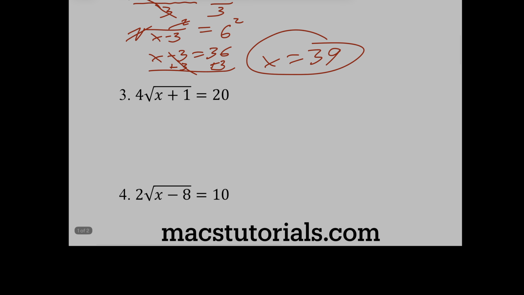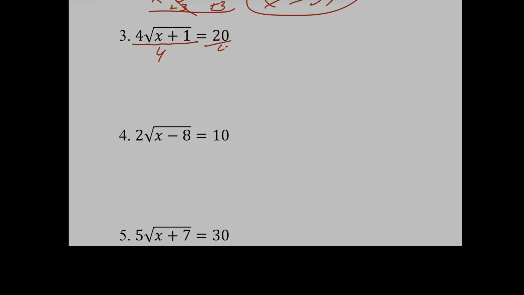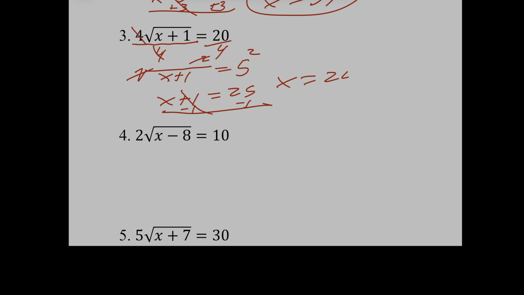Let's go to number 3, okay? So on number 3, that 4 is in the way, so I'm going to start by dividing by 4. And they go away, and I'm left with root x plus 1 is going to equal 5. Now that I square both sides, I'm going to get x plus 1 equals 25. Subtract 1 from both sides. X equals 24. Next one.